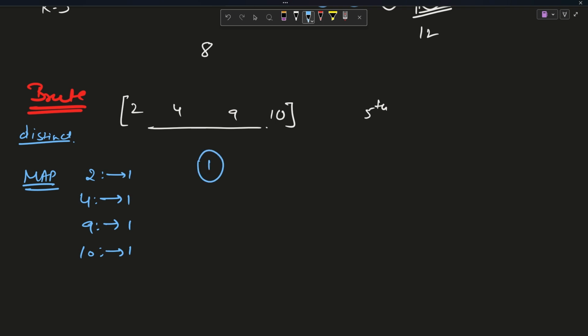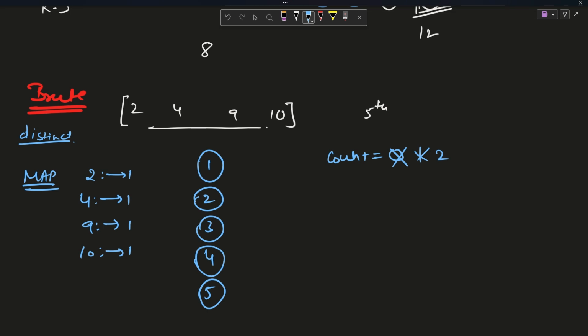I start from 1, right? I see the map does not contain 1. Okay, so I will say count equals 0 at the start, because 1 is not present in the map, so increment your count. It goes to 1, go to 2, 2 is present, go to 3, 3 is not present, increment it. Go to 4, 4 is present, don't increment it.